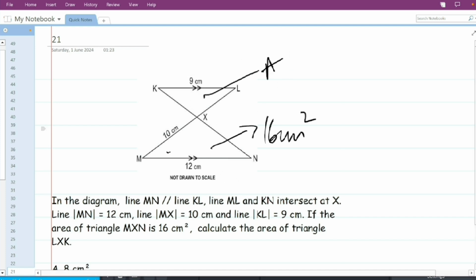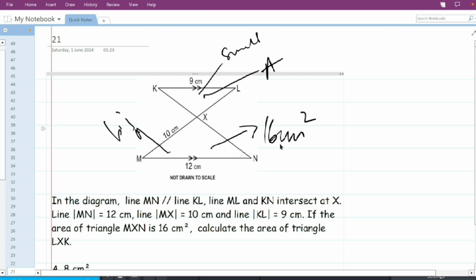Noting that this is the big triangle and this is the small triangle, we do 12, that's the base of the big triangle, to the square root of its area equals 9, which is the base of a small triangle, to the square root of the unknown area. That's the only way we can equate this to this. This question can be tricky in the sense that some might jump on it and think they will just do 12 over 16 equals 9 over the area.